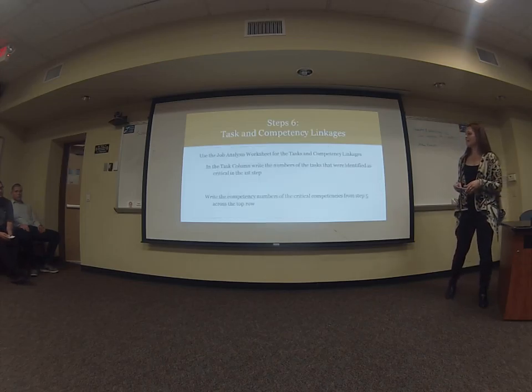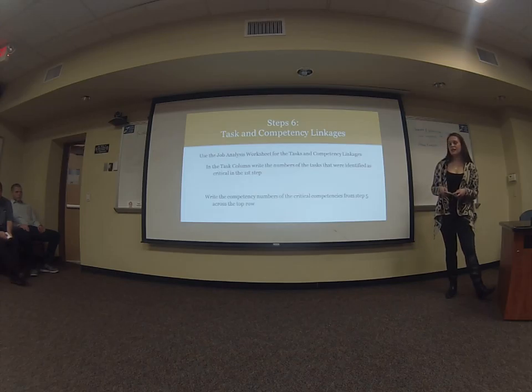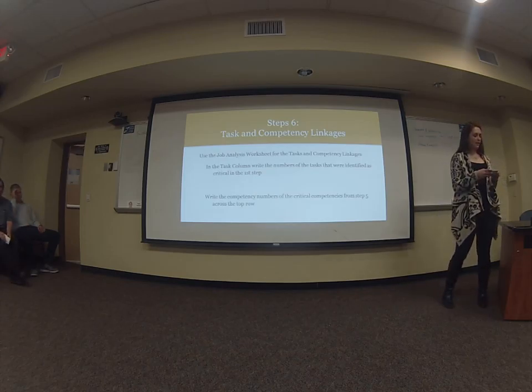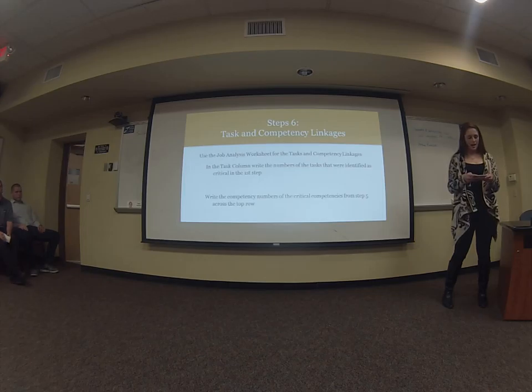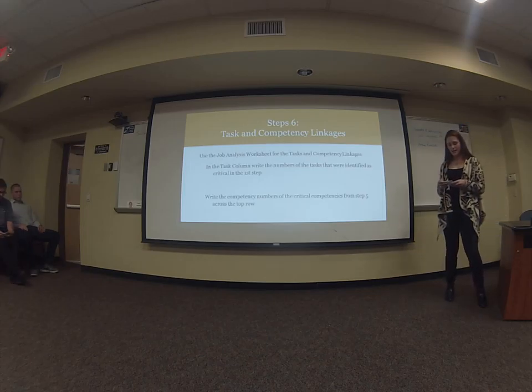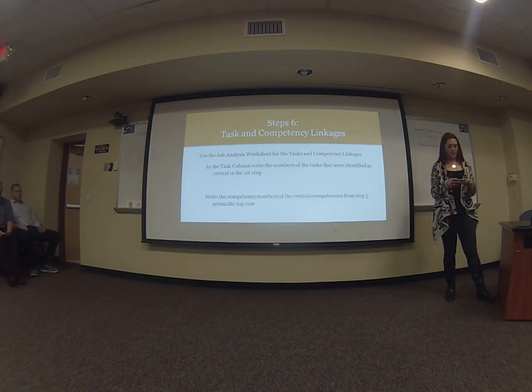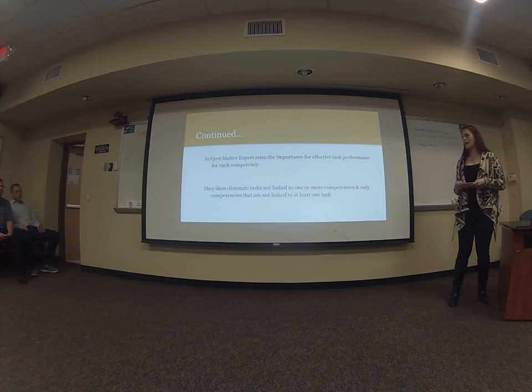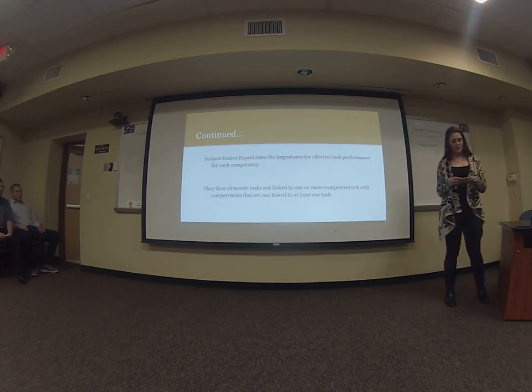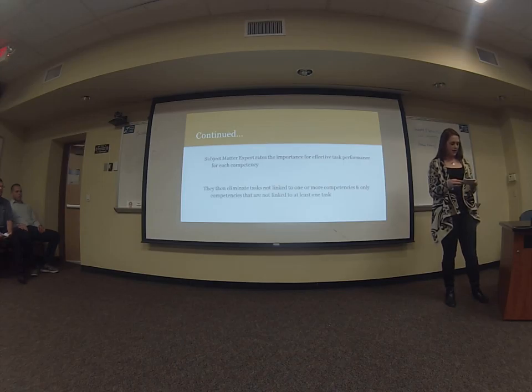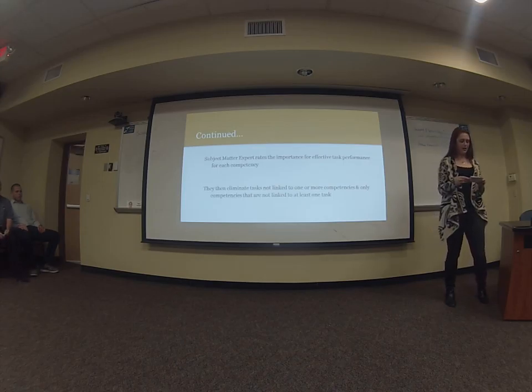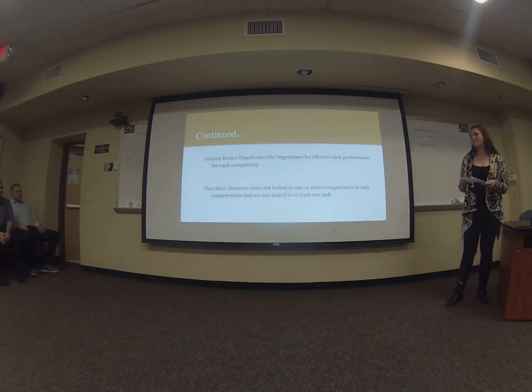So step 6 is going to be the task and competency linkages. You want to use the job analysis worksheet for the task and competency linkages. In the task column, write the numbers of the tasks that were identified as critical that you found in the first step. Write the competency numbers of the critical competencies from step 5 across the top row. And then to continue that, each subject matter expert will work on their own to rate the importance for effective task performance for each competency, and then eliminate any tasks that are not linked to one or more competencies, and any competencies that are not linked to at least 1 task.